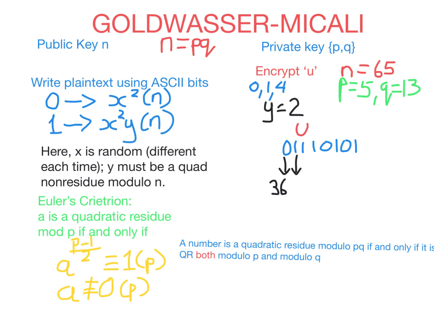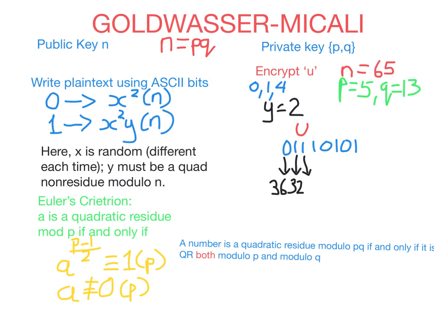Then for this one, I'm going to choose another random value of x. So I could get 4 squared, but then I have to times it by 2. So 4 squared times 2 is 32 modulo 65.